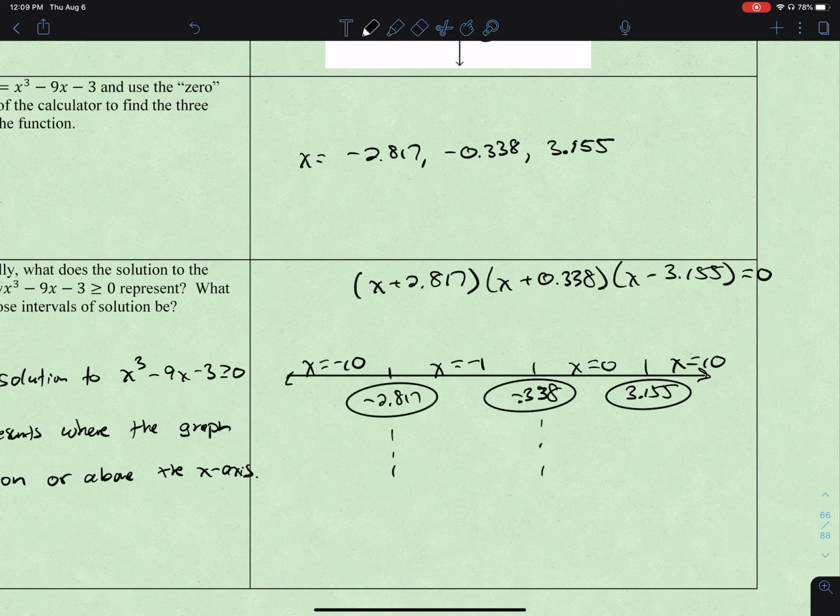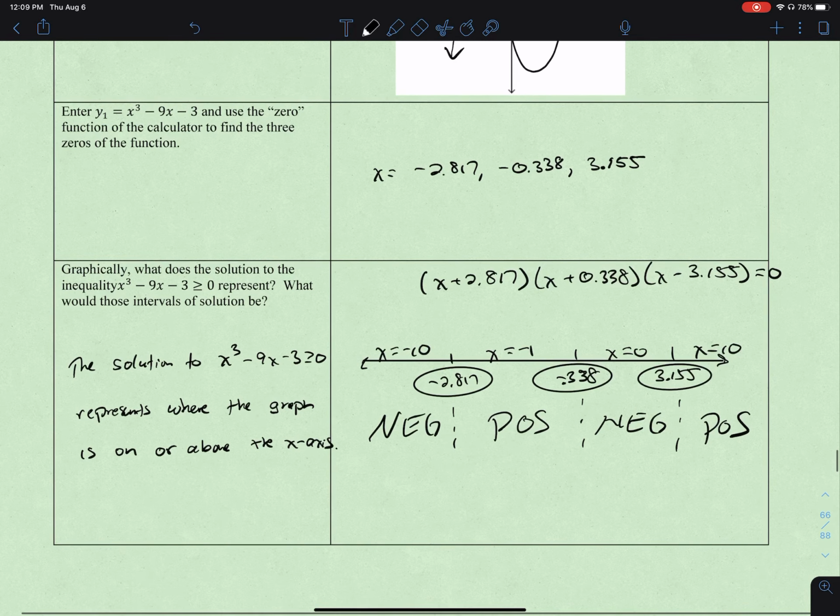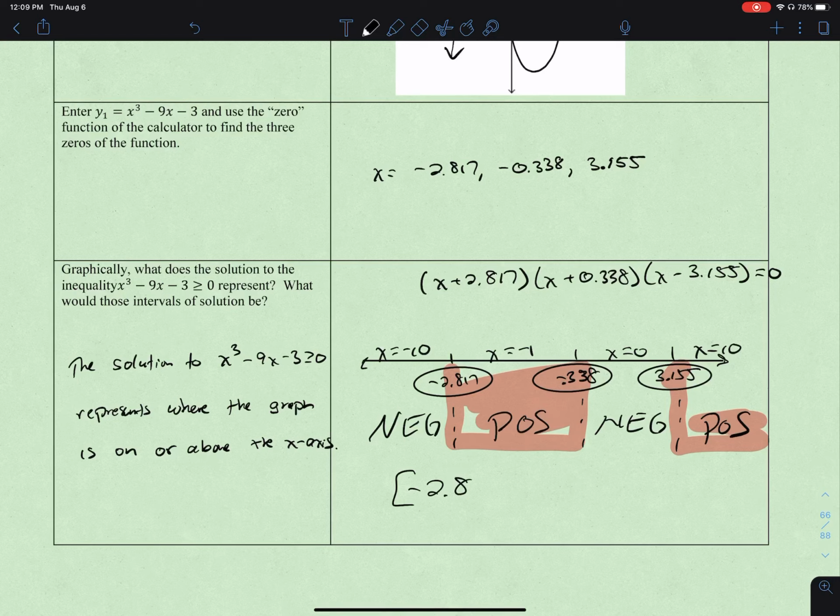I'm going to skip all the details because I don't want to take up more of your time. This ends up being negative, this interval is positive, this interval is negative, and this interval is positive. So since we're looking for non-negative, we're looking for this solution where it's positive and the endpoints, and this solution where it's positive and the endpoint. So that means inclusive, negative 2.817 to negative 0.338, and 3.155 to infinity.